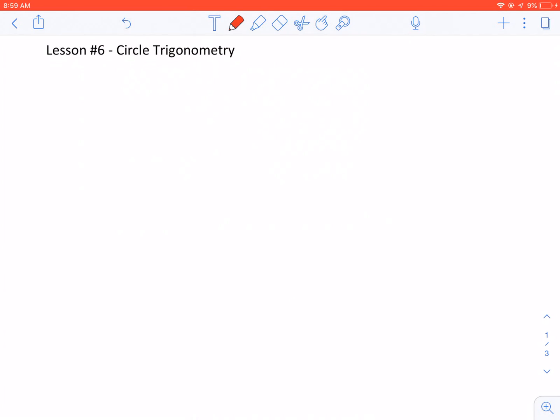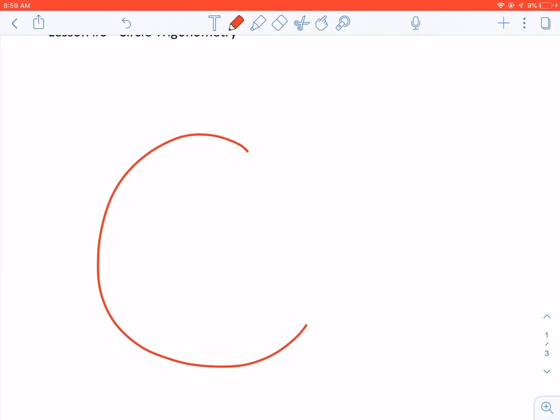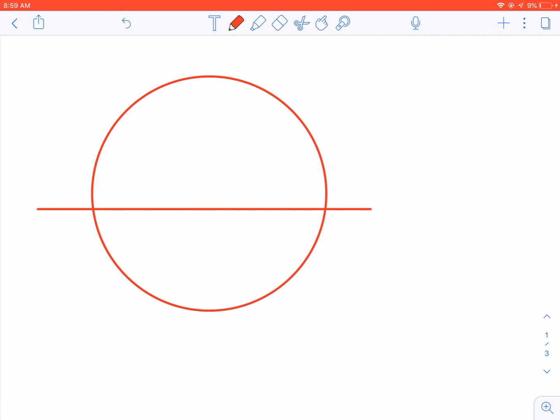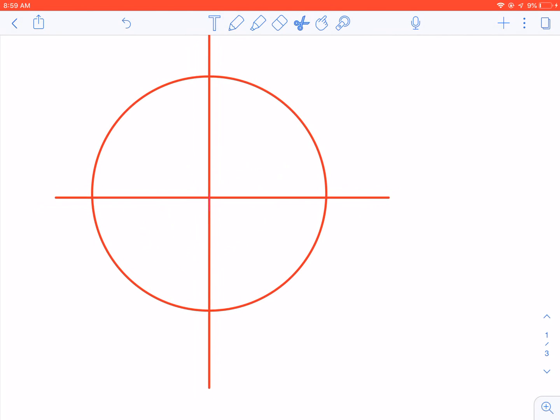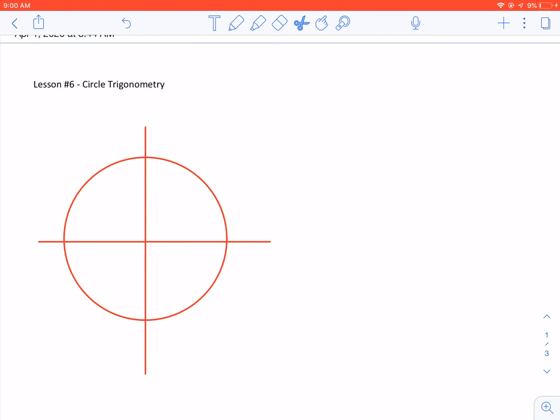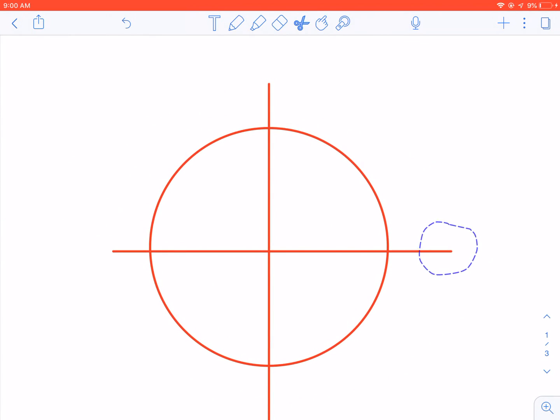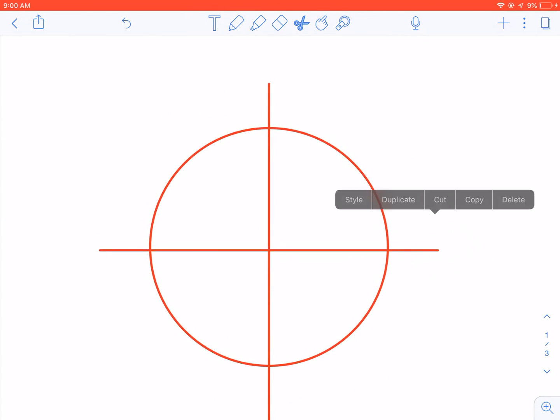So today, circle trigonometry. I'm going to try to draw a circle, and I'm going to try to center it on the origin of this XY axis. And that looks pretty good. Alright, so what I've attempted to draw here is something called the unit circle.